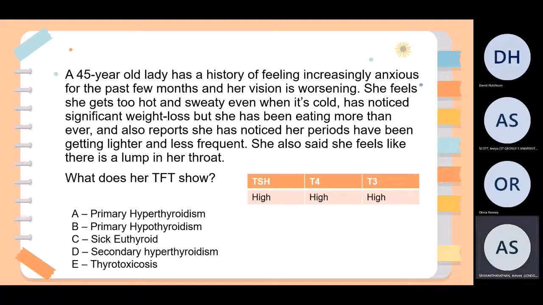So we've got a few Ds here, which is correct. So it is secondary hyperthyroidism. So everything's elevated. That means your brain's basically telling your thyroid gland to carry on producing, and there's no negative feedback going there, or it's ignoring it really.